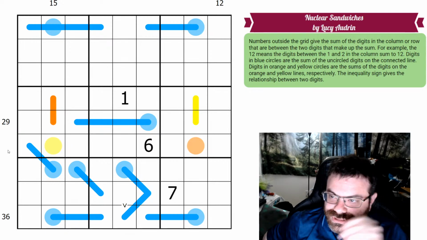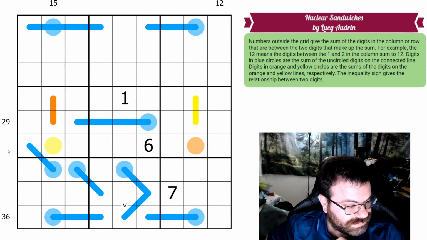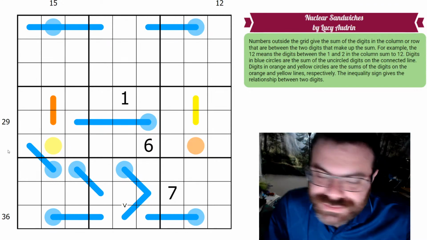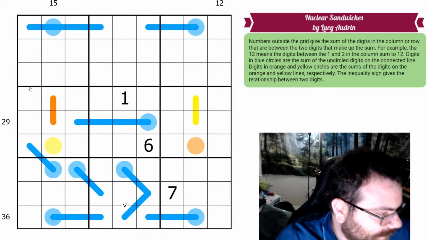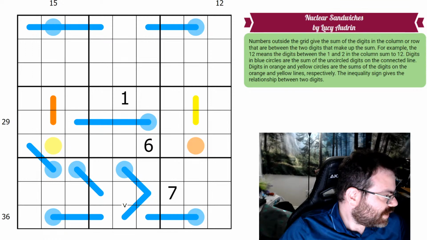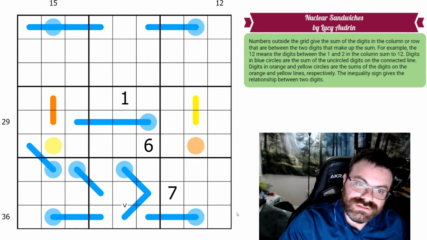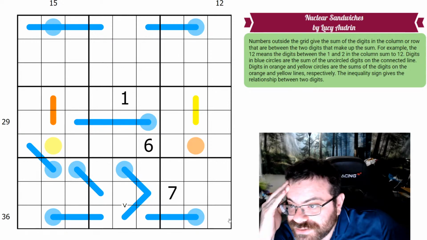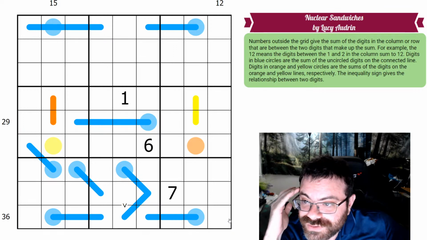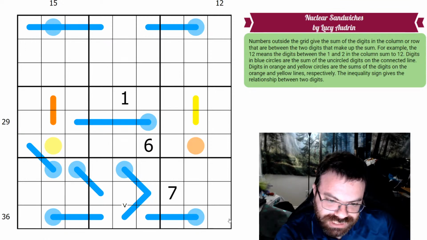Okay, so this puzzle is Nuclear Sandwiches by Lucy Audrin. And is the stream lagging? I don't know. So, numbers outside the grid give the sum of the digits in the column or row that are between the two digits that make up the sum. Wait, what? Oh, I see. So 12 is between the 1 and 2, 29 is between the 2 and the 9.